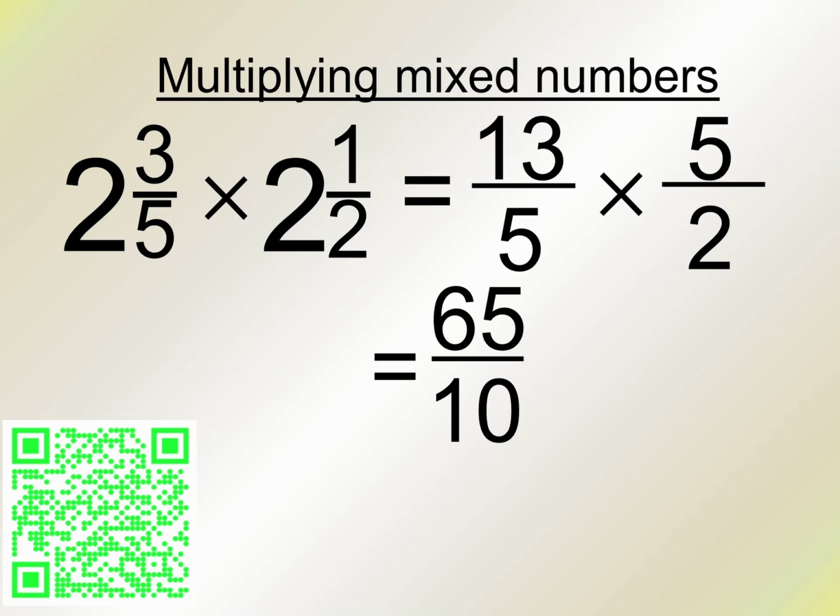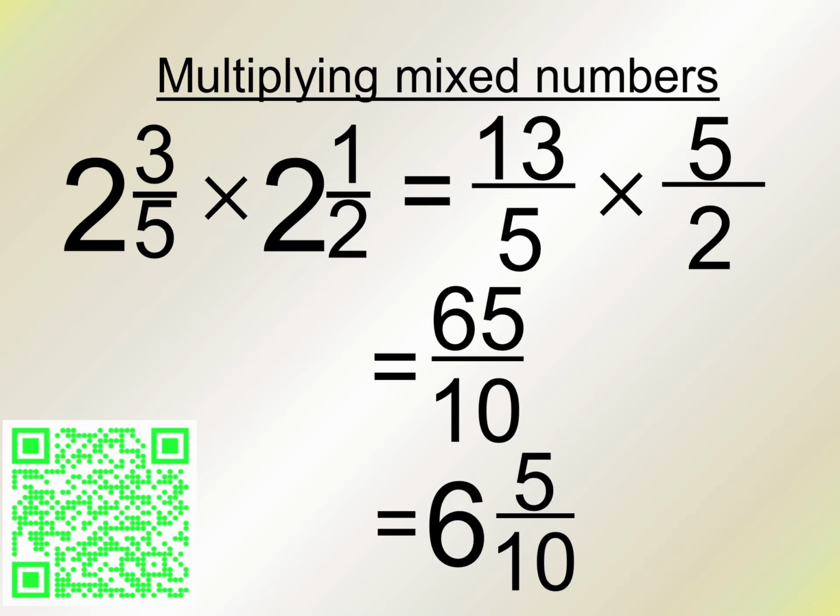Change it back into a mixed number for a final answer. So 10 goes into 65 6 whole times with a remainder of 5. So it's 6 and 5/10. But that can simplify further because 5 goes into both itself and 10, which gives you a final answer of 6 1/2.